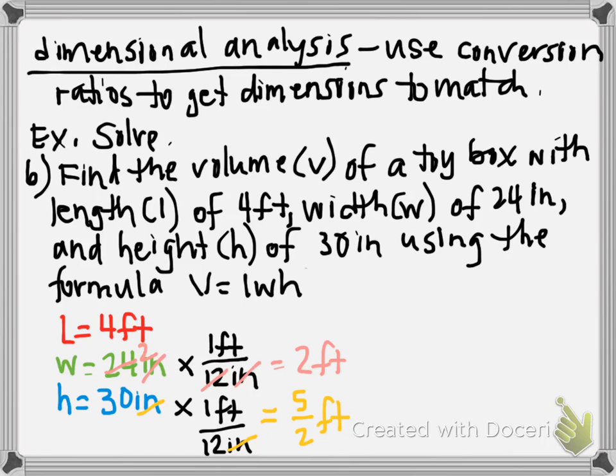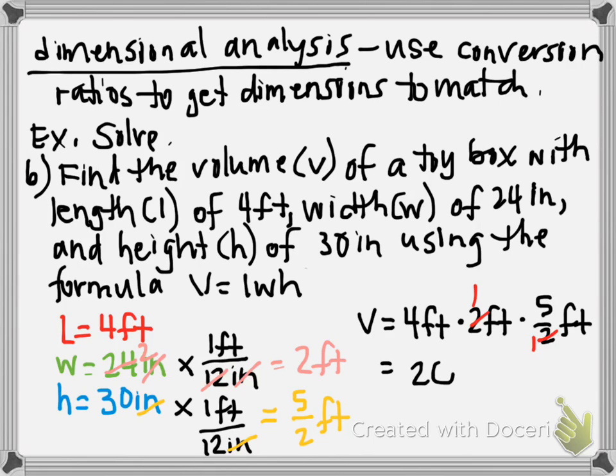So let's go back to our formula, and we get V equals length, and I'm going to just keep the dimensions in here, 4 feet, times the width, which is the 2 feet, times the height, which was 5/2 feet. So what we're going to do is see if there's any simplifying that can take place, and if you notice, this 2 goes into itself once and into this 2 once, and I'm left with 4 times 1 times 5, which is 20, and in the denominator all there is a 1, so I don't include it.